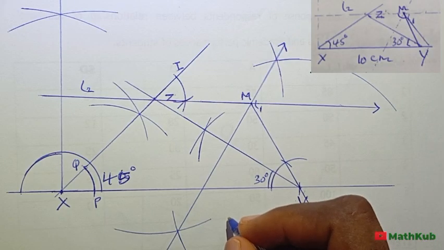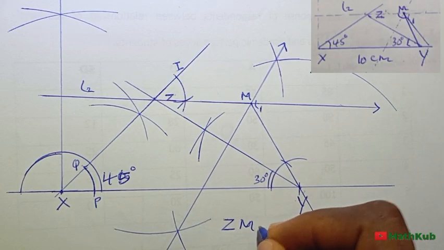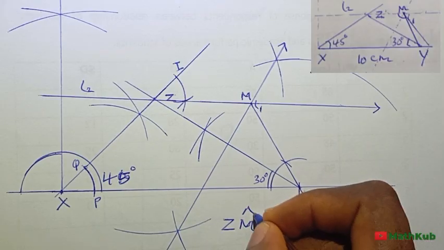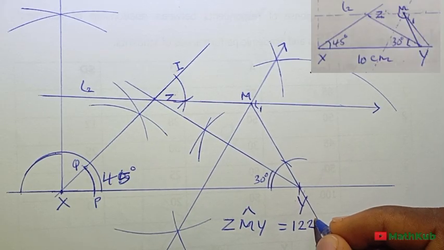So we are to write angle ZMY equal to 122 degrees.